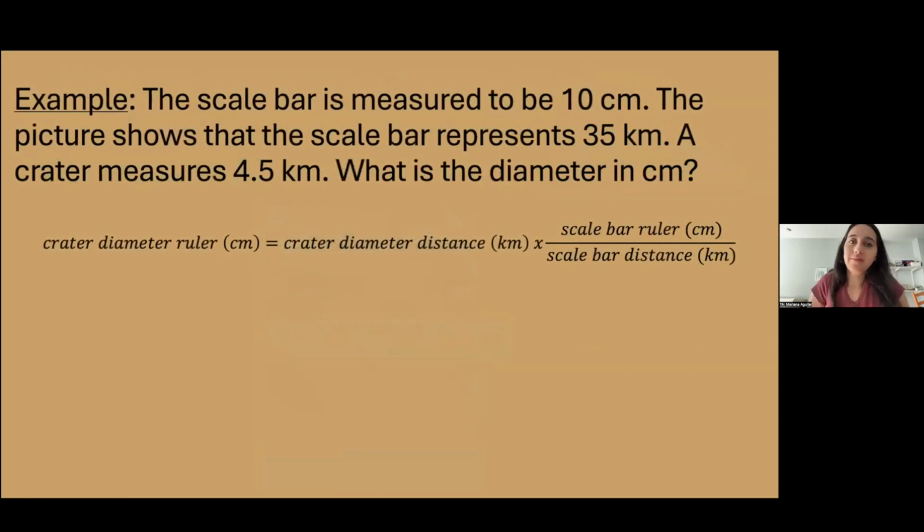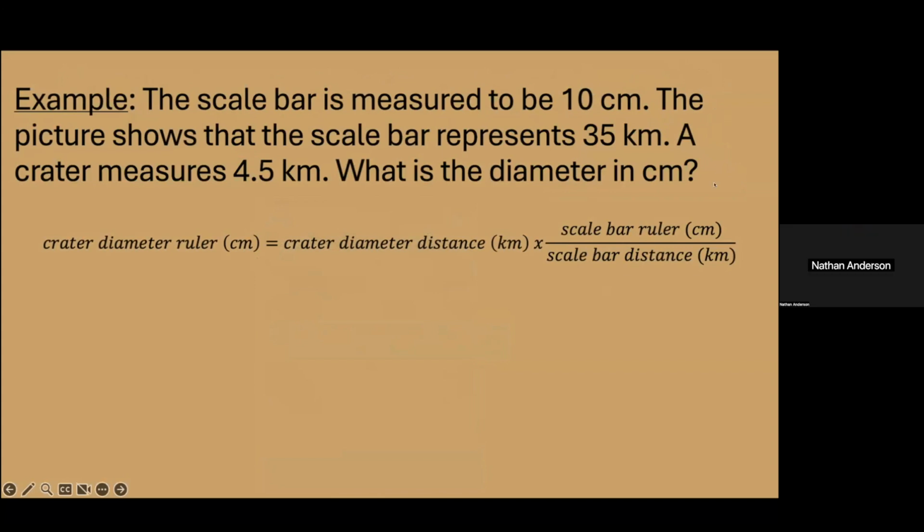So let's do an example. We measured a scale bar with our ruler to be about 10 centimeters, and the picture shows that the scale bar actually represents 35 kilometers. We measure a crater, and we know the distance because we sent a rover or something, and we know that it's 4.5 kilometers. So what should the diameter of this crater be in centimeters?